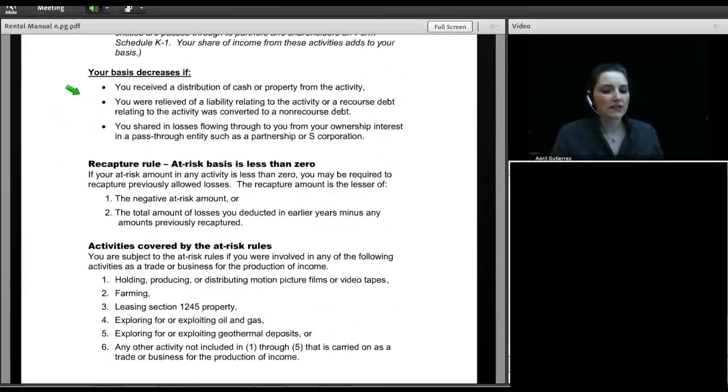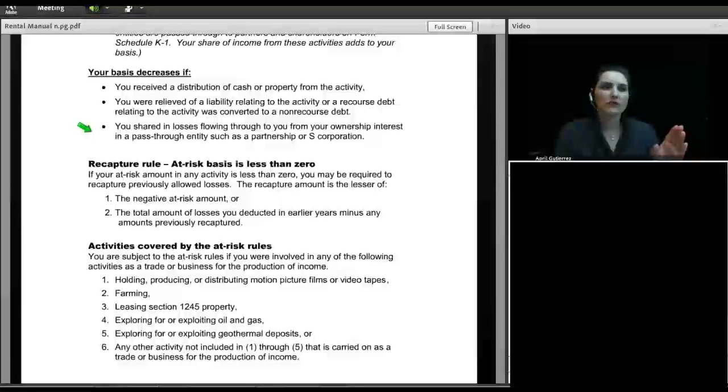Now your basis decreases if you received a distribution of cash or property from the activity, or you were relieved of a liability relating to the activity, or a recourse debt relating to the activity was converted to a non-recourse debt, or you shared in losses flowing through to you from your ownership interest in a pass-through entity such as a partnership or S corporation. So let's just suppose I have an S corporation and I'm $10,000 at risk in that S corporation. That's how much I put into it. And during the year, that S corporation has a loss, and my share of that loss is $3,000.